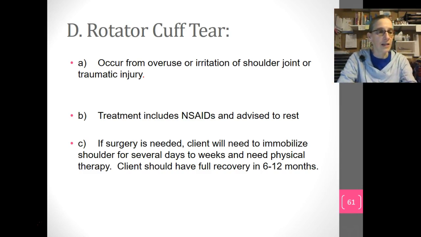If surgery is needed, the client needs to mobilize the shoulder for several days to weeks, and they need physical therapy. The client should have full recovery in 6 to 12 months. This is a long, arduous process.